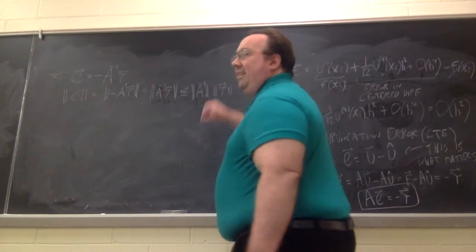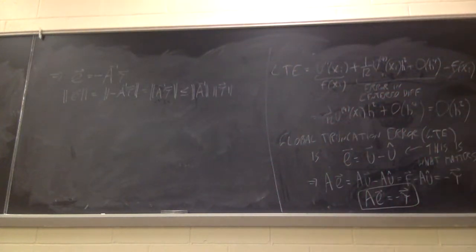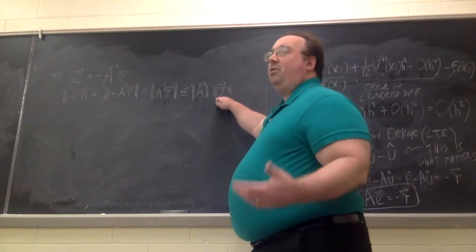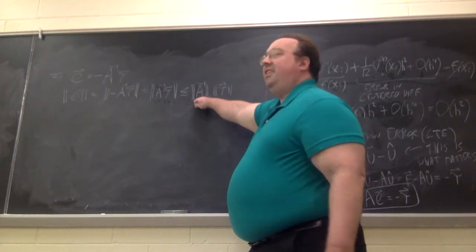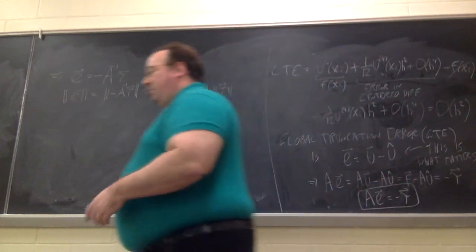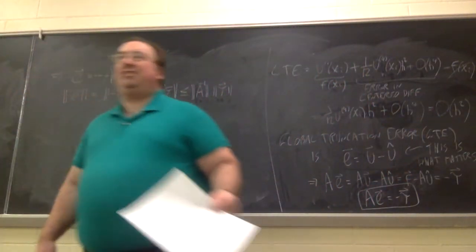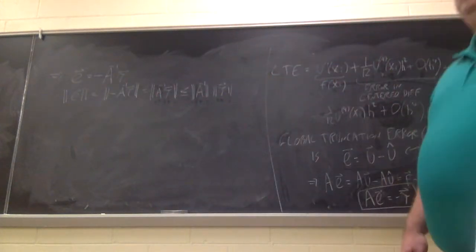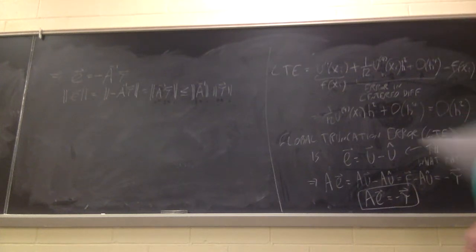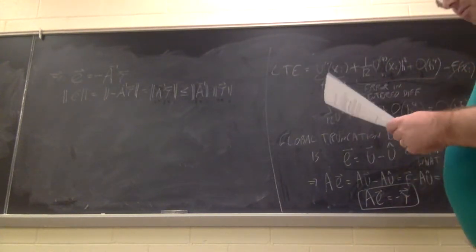So what the significance of this is, if we get a handle on how big this is, we already know it's order h squared. If we get a handle on how big this is, then we have a bound on the global error. And that's all we really want. We're not going to figure out the error exactly. If we could, then we'd have the exact solution. But if we can come up with an upper bound on the size of our global truncation error, then we know how accurate our method is.